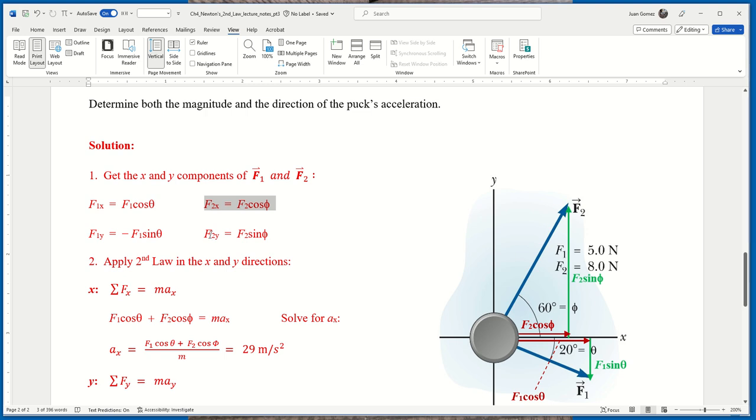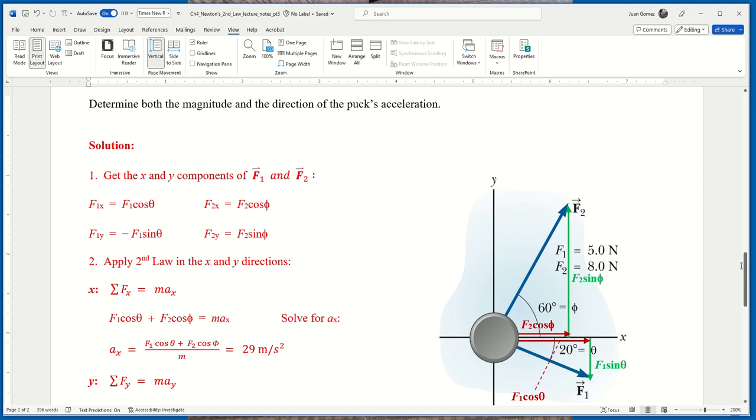The y component is f2 sine phi. And don't let the subscripts confuse you. They can seem a little bit cumbersome. But f1x is just saying, what is the x component of f1? f1y, that's the y component of f1. f2x, x component of f2. f2y, y component of f2.